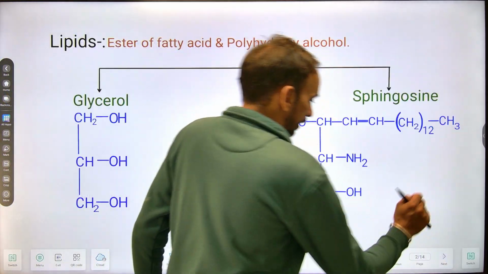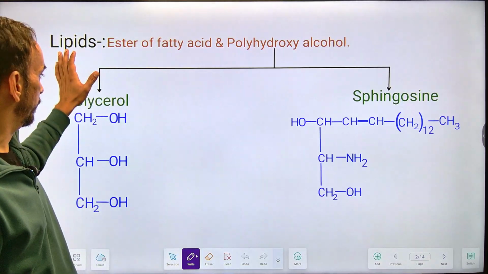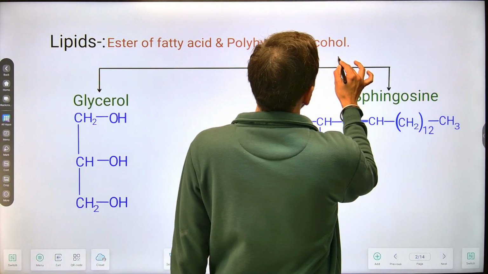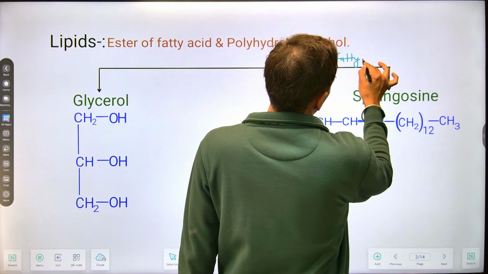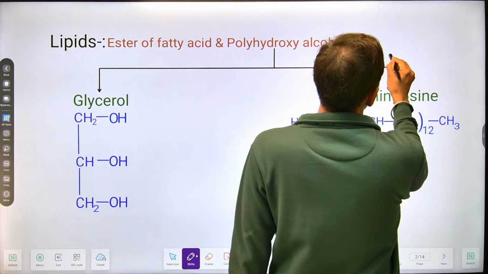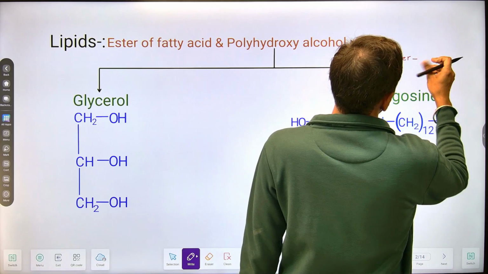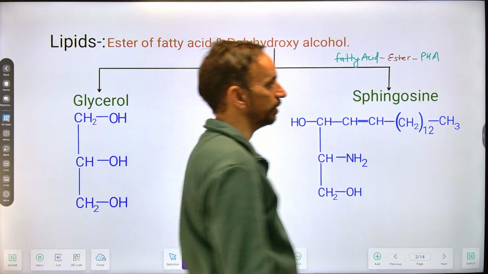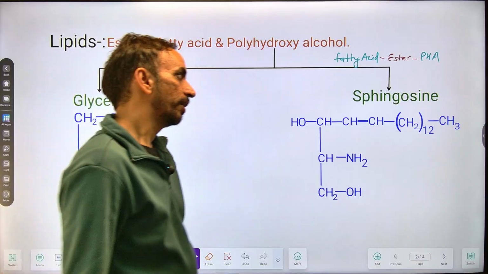चलिए नेक्स्ट बात करते हैं अपन एक एक करके लिपिड्स और प्रोटीन के बारे में। We will start with the lipids. Lipids are simply the esters of fatty acids. There are fatty acids, they remain attached through an ester bond to the polyhydroxy alcohol. So these are the esters of fatty acid and polyhydroxy alcohol.